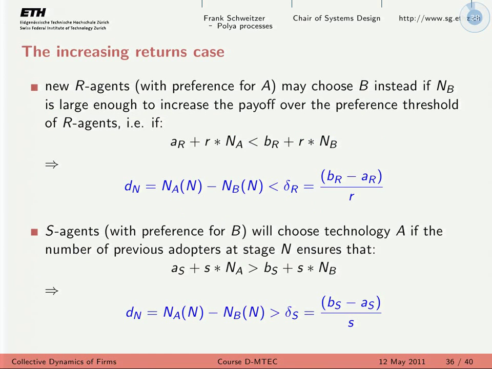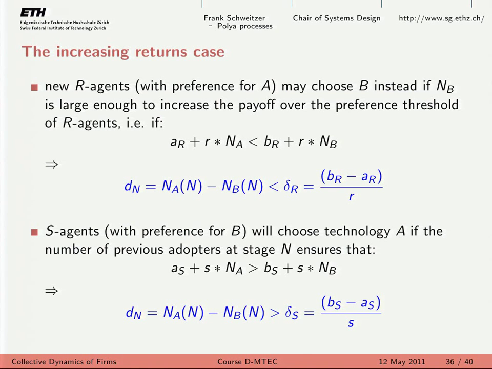So now the difference is I do not just look into my preference, I also look into what the other people chose. And then I have to compare these utilities. So for the R agent who wanted to choose the Apple product, here, this AR is larger than the BR that was written 2 slides before. That's the Samsung product.